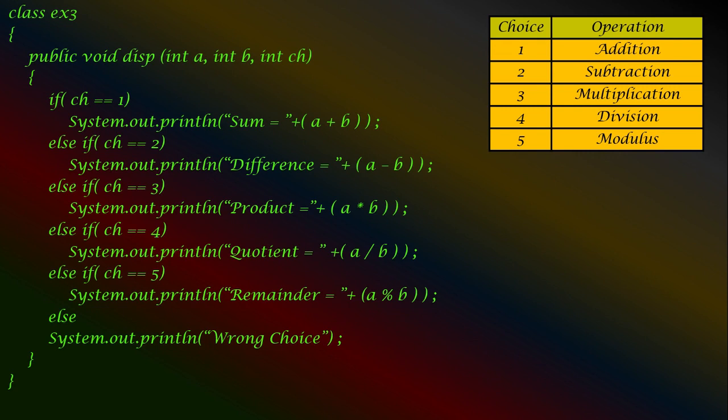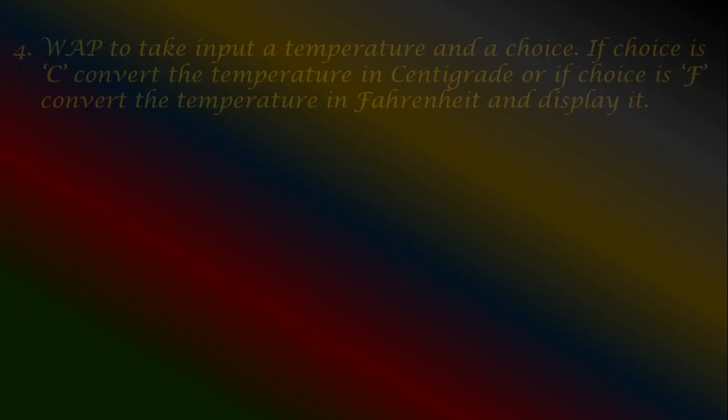So for those kinds of situations, the else part will be executed. If 1, 2, 3, 4 and 5, these 5 values are not given, any values other than these 5 digits are given, then this else part will get executed. So this part is not mandatory, but it is always advisable that you give an else part for those kinds of situations where the choice does not match. Okay, let us go to the next program.